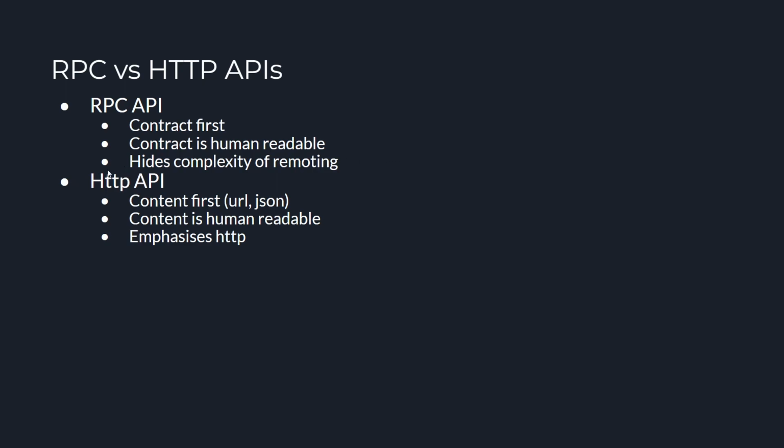HTTP APIs are well known, and it is like content first. We immediately think about CRUD, URLs, JSON. Content is human readable. We can easily serialize, deserialize, and check it. And as its name suggests, it's emphasizing the HTTP.